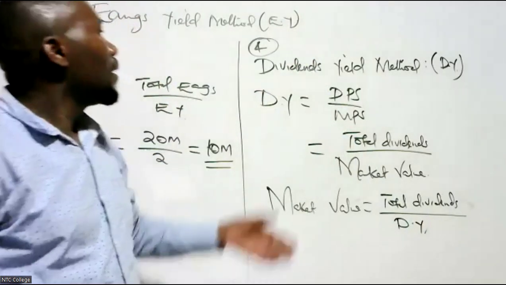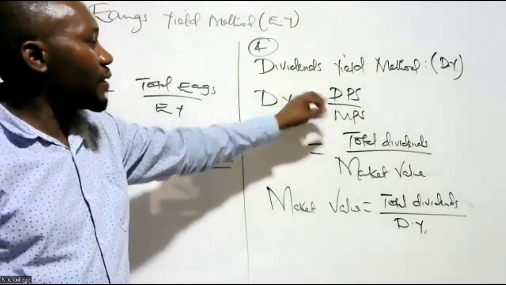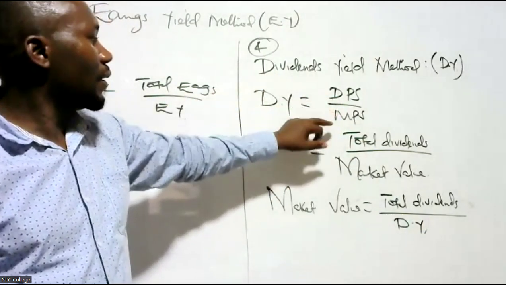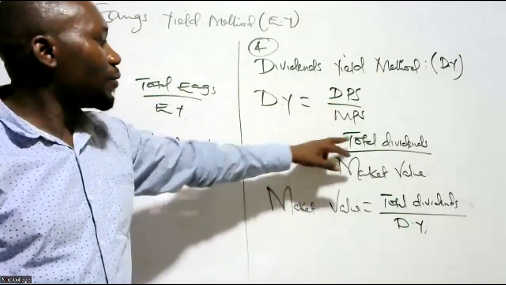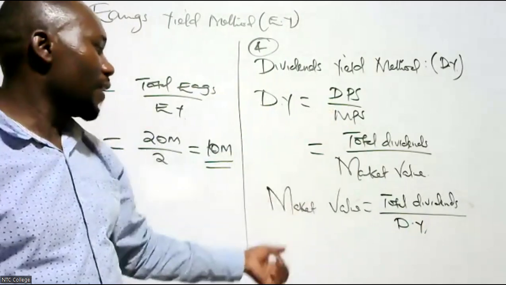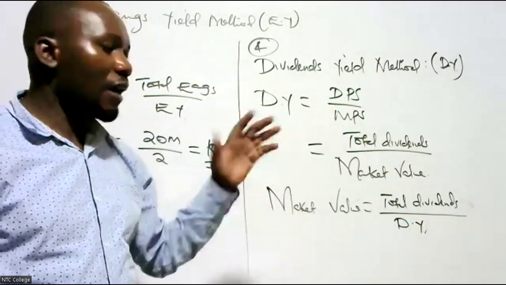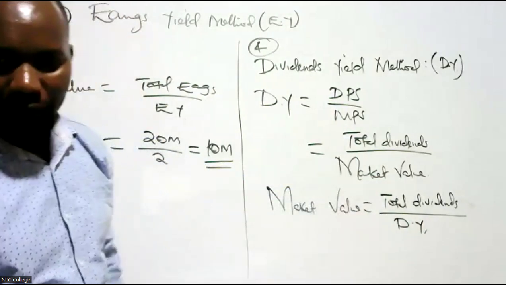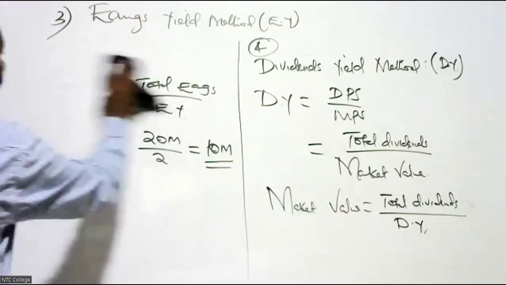So this one, dividend yield is DPS, just the same as EPS. So we have DPS all over MPS. So we have total dividends all over total value, which is the market value. So market value of the company is the same as total dividends all over DY. So, illustration.